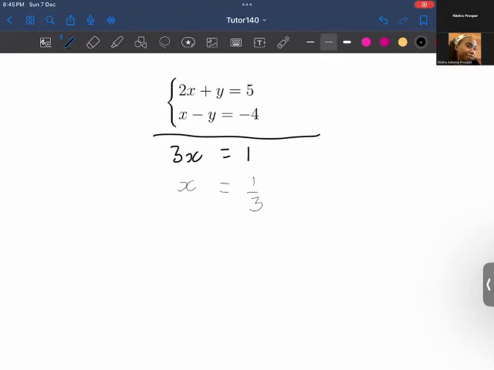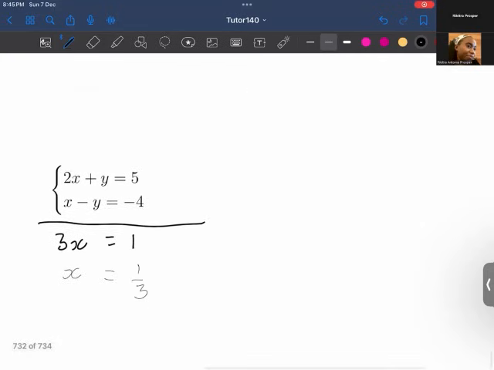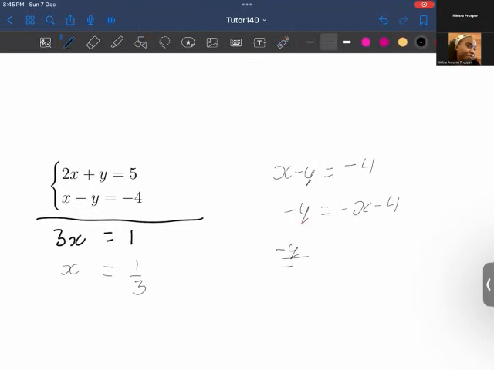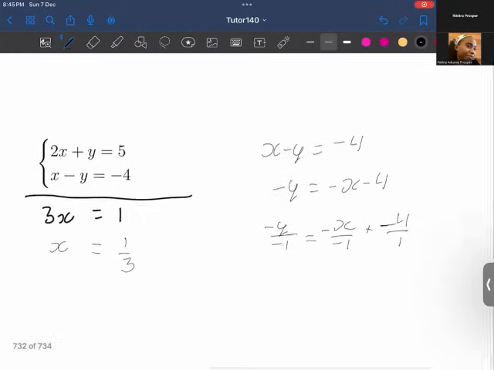Now you're not finished because you have to find y, right? So to find y, we're going to take one of these equations and just solve for y. So x minus y equals negative 4. We're going to solve for y. Send the x over. When you send it over, it'd be negative. So we have negative y is equal to negative x minus 4. So divide both sides by negative 1. So we have negative y over negative 1, negative x over negative 1, and then minus 4 over negative 1.